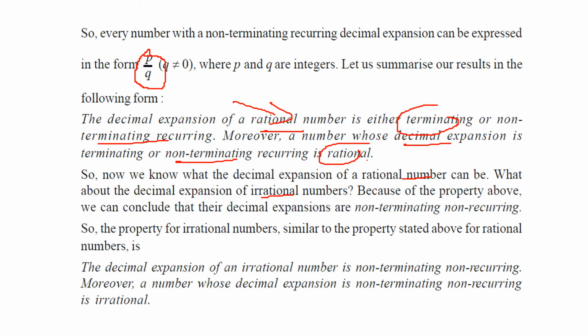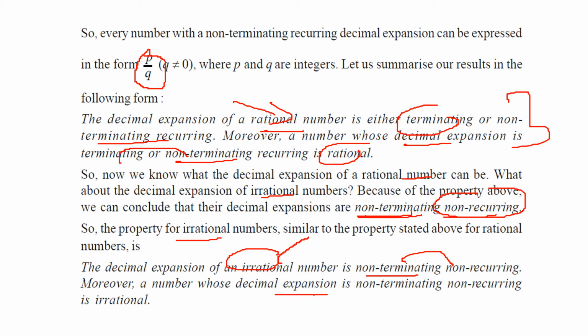Because we have seen the property, we can conclude that any decimal expansion, if it is non-terminating, non-recurring. See, this was terminating or non-terminating recurring, but here we are talking about non-terminating, and it is not recurring also. If you talk about an irrational number, the decimal expansion of an irrational number is non-terminating and non-recurring. You can say a number whose decimal expansion is non-terminating, non-recurring is an irrational number.